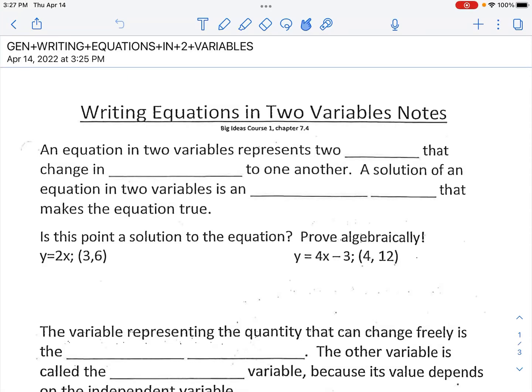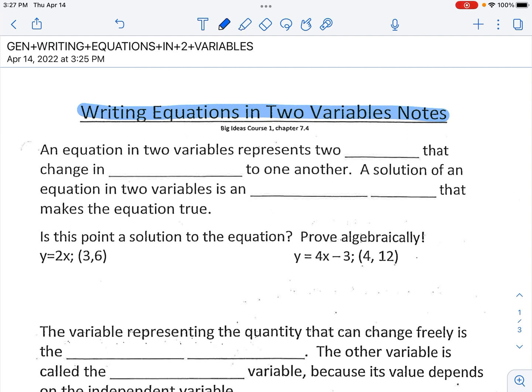Hello, everyone. All right, so we're going to do something a little bit different today. Still in our equation unit, but it's going to look a little bit different. So the name of our lesson is Writing Equations in Two Variables Notes.